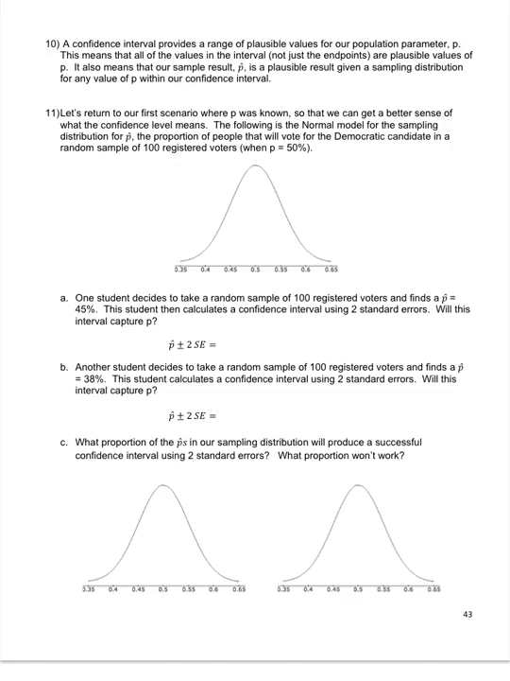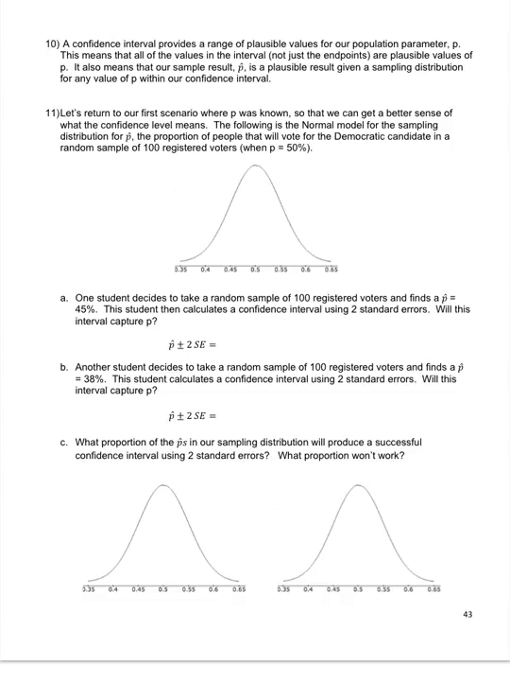Okay, a confidence interval provides a range of plausible values for a population parameter P. This means that all the values in the interval, and not just the endpoints, are plausible values of P. It also means that our sample result, P hat, is a plausible result given a sampling distribution for any value of P within our confidence interval.